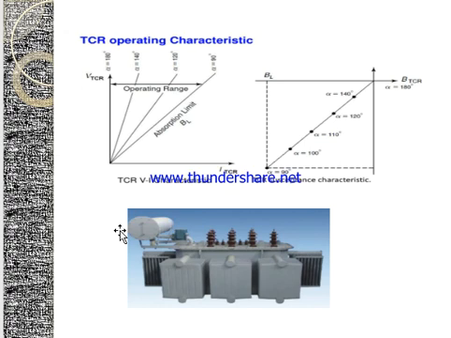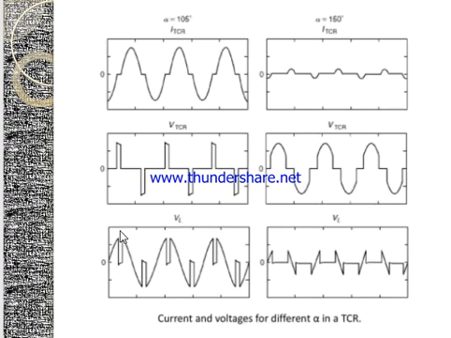While considering the TCR's operating characteristics, we can see that as the current increases, the voltage is also increasing, depending upon the alpha value. If alpha is equal to 90 degrees, then it is highly linear, but when increasing the alpha value, we can see that the curve is shifting towards the left. And this is a small picture of the TCR. This is how the current and voltage values will be for two different alpha values.